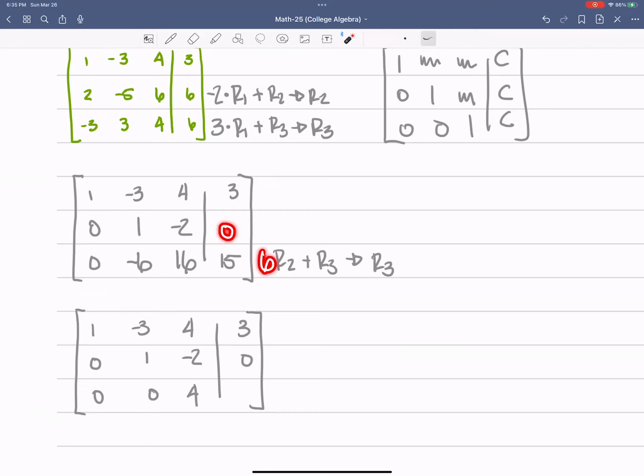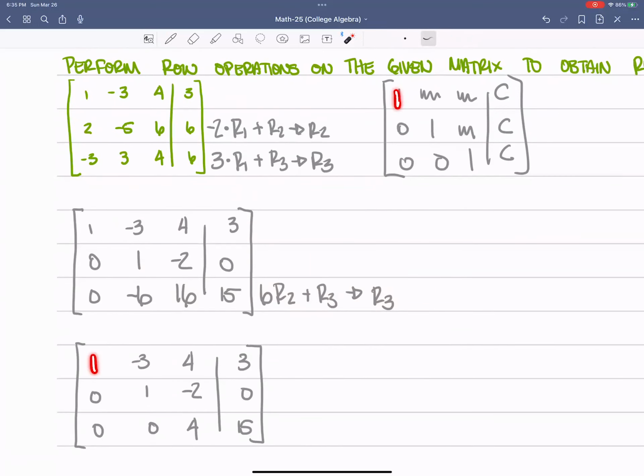0 times 6 is 0. 15, 0 times 6 is 0. 15 plus 0 is 15. And almost done. Let's take a look at what we have.